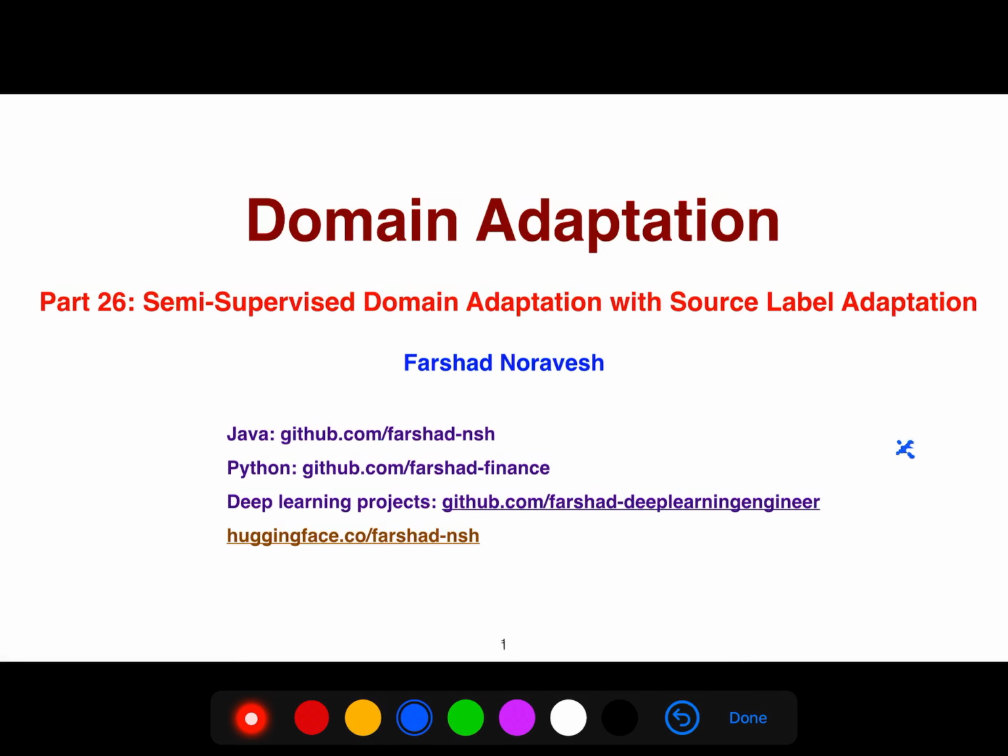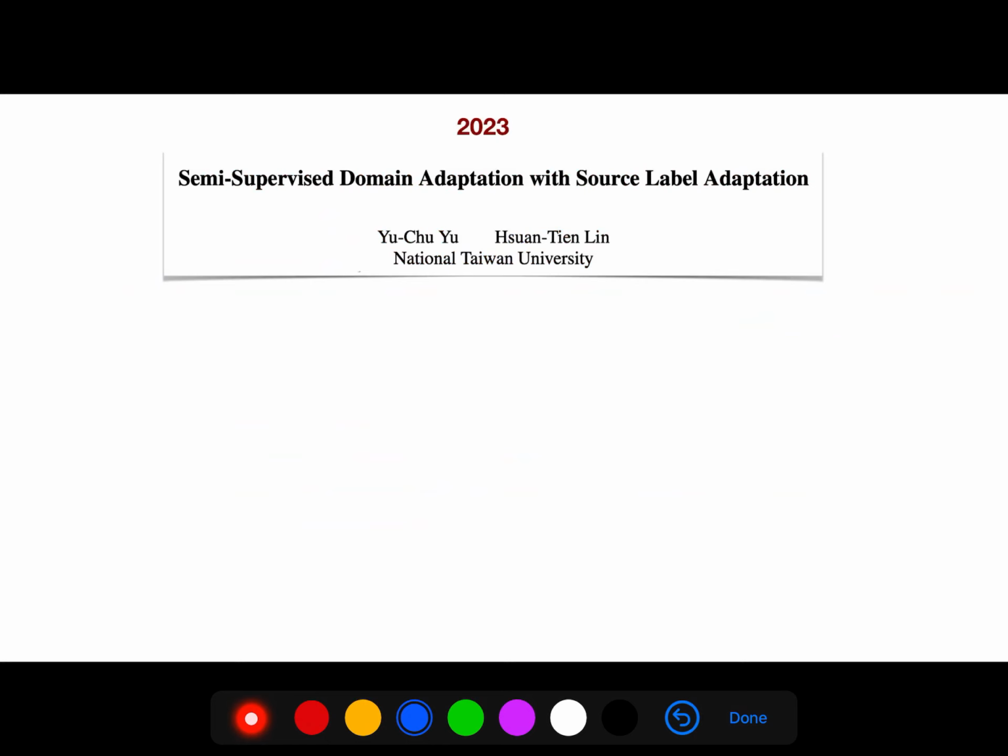Alright, so in this video I'm going to be explaining another important article about domain adaptation, but this time it's in the semi-supervised setting. And we are doing source label adaptation. So this idea in 2023 is about source label adaptation.